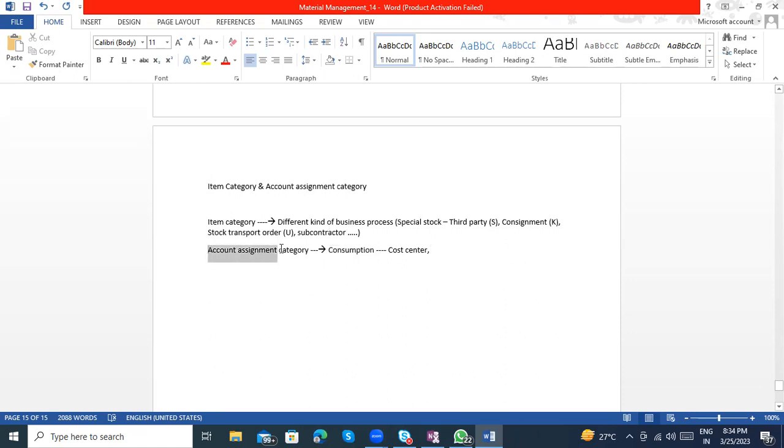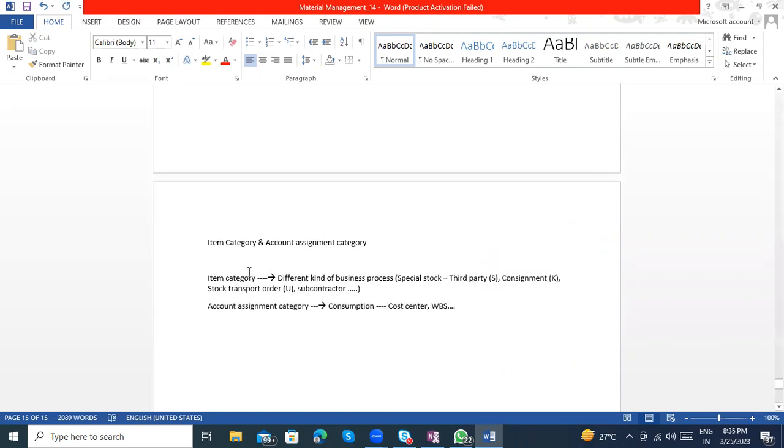And when you are entering an account assignment category, these are not stock materials. We are not expecting these materials to come into our location. They will go directly to the respective WBS element, or customers, cost centers, or customer orders. Clear? So this is the difference here.